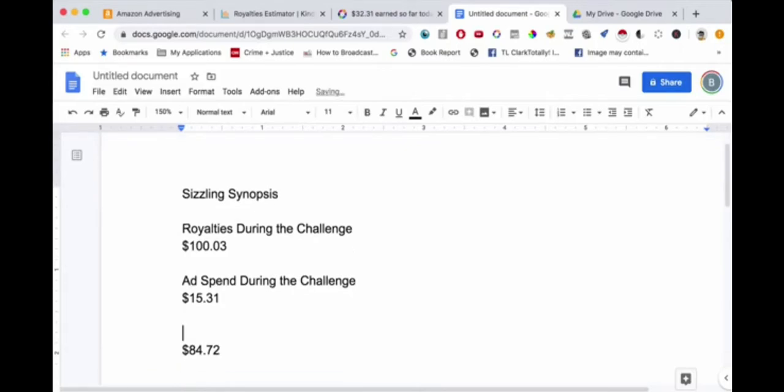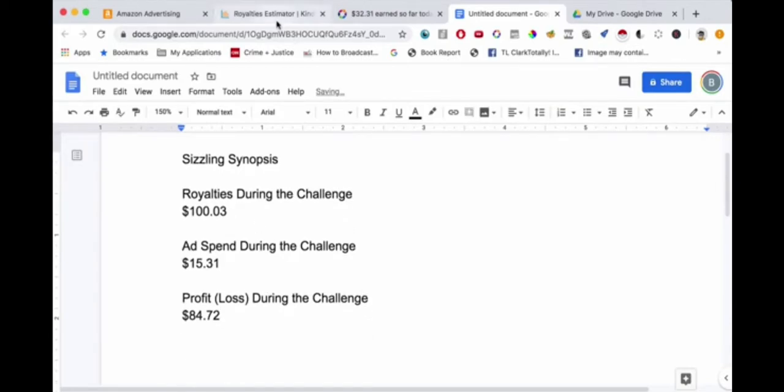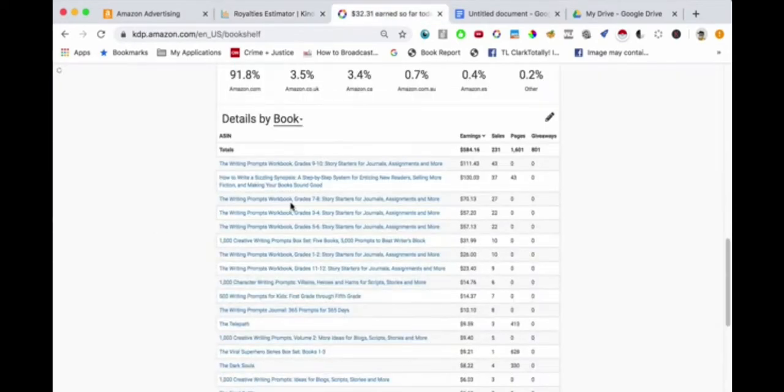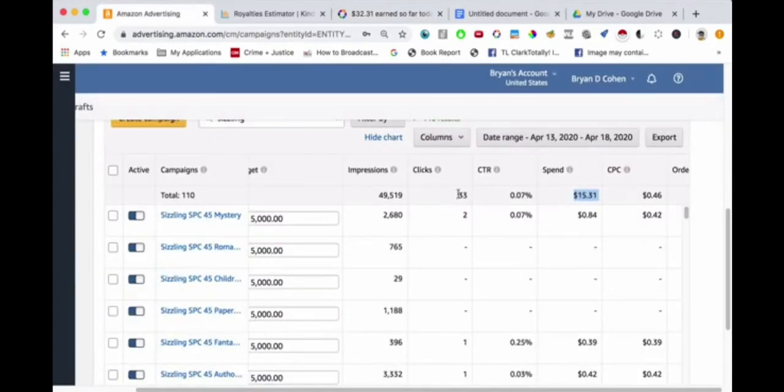And that is our profit or loss during the challenge. So I would look at that and say, hey, I profited. Now, I have a feeling that telling so many people about this event probably put my name out there and got me more sales than usual. I don't think I got 37 sales just off of my 33 clicks. And this is why, if you are running other ads or doing other promotions, you need to factor that in, because otherwise you're not going to have good data.